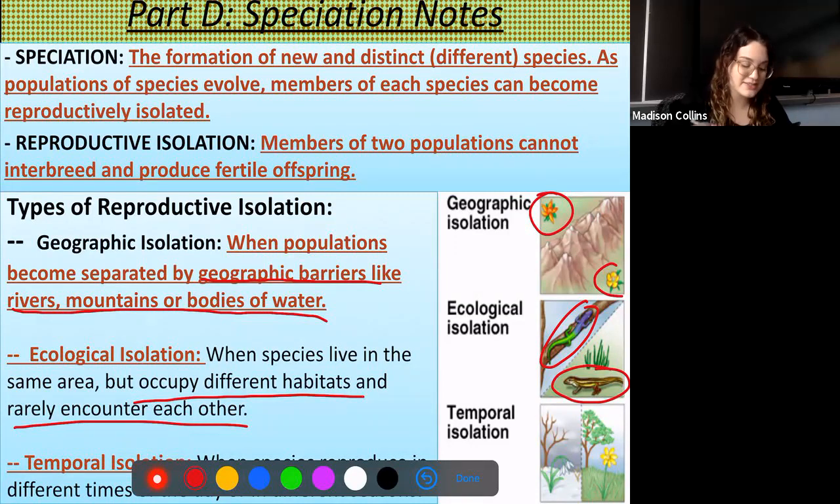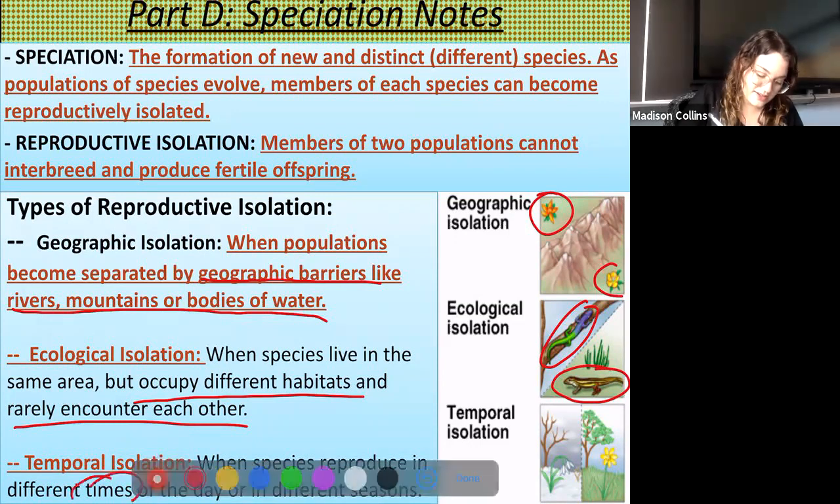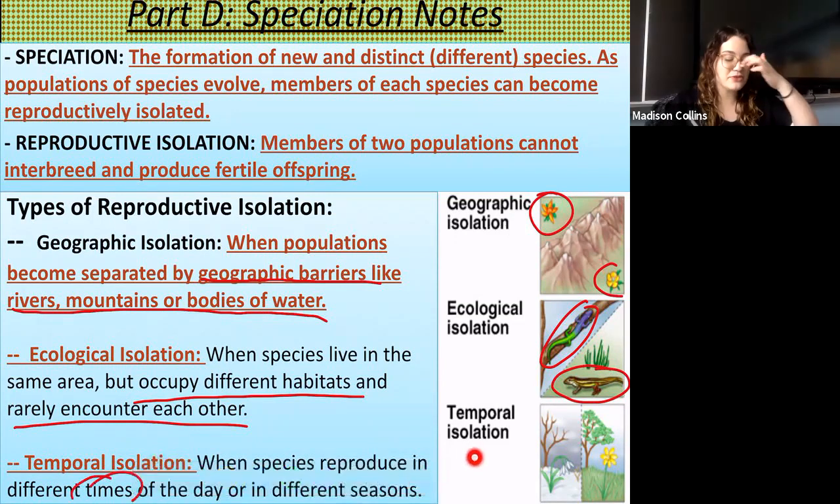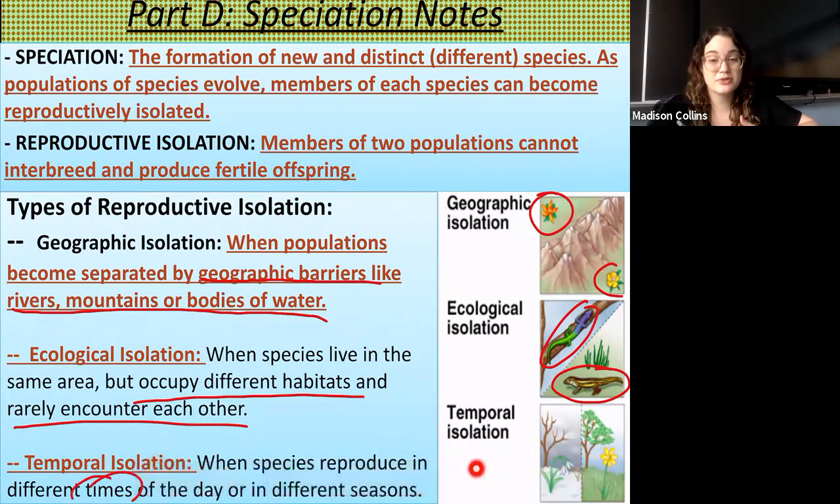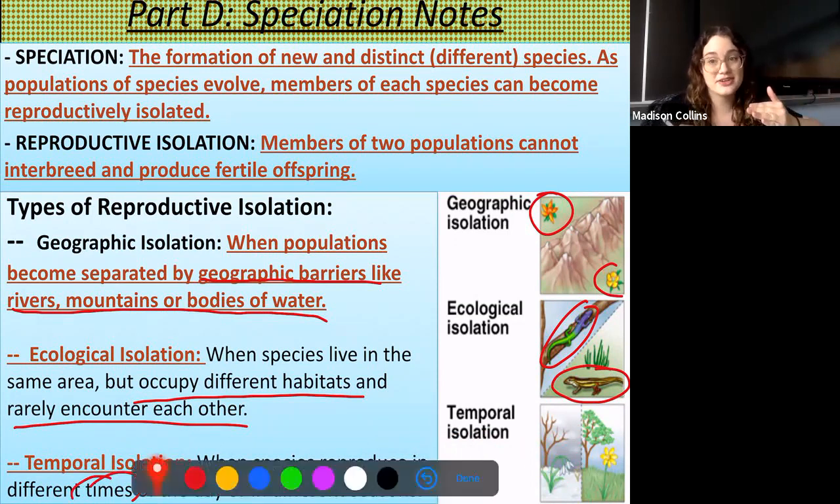And we've also got temporal isolation, which is dealing with time. Specifically, when species reproduce at different times of the day or in different seasons. So here we've got a species of flower that's alive during the winter, and a species of flower that's alive during the summer. Because these flowers are most likely reproducing at different seasons, they're not going to interact with each other. They're going to become entirely different species.